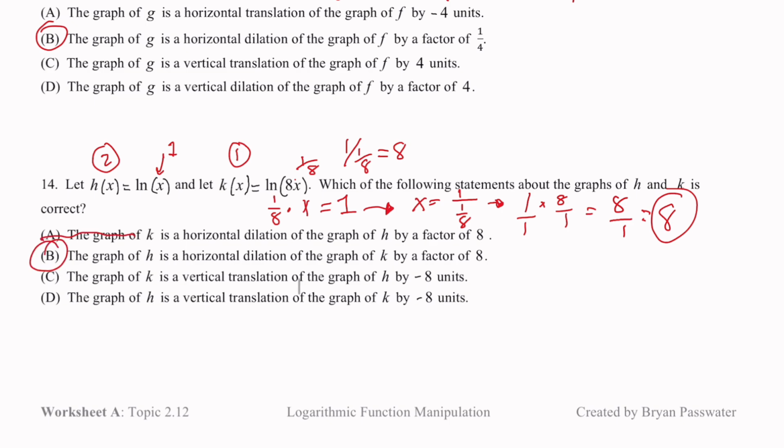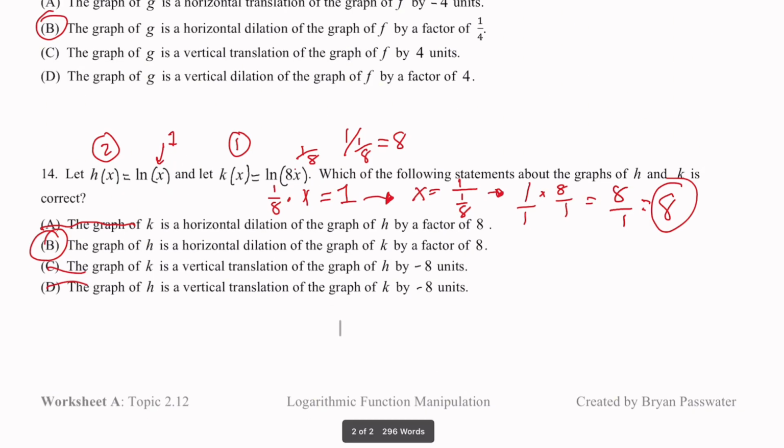Now C and D say -8. It's a vertical translation. That's wrong. Vertical would mean that the number is on the outside. And in this case, a translation, so it's addition or subtraction by -8. So it'd be like -8 on the outside here. So it's not C or D, and our answer is B.